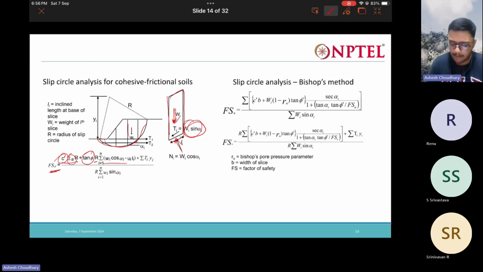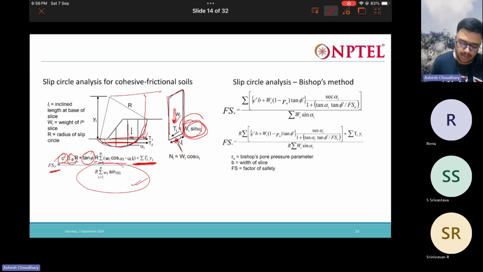R is the radius, plus whatever resisting force comes from the reinforcement. For any number of reinforcement layers, we add the summation of P_i times Y_i, where Y_i is the distance from this point to this. This is divided by the disturbing moment. The disturbing moment comes from the sine component of the weight: summation of W_i sin alpha_i times R.